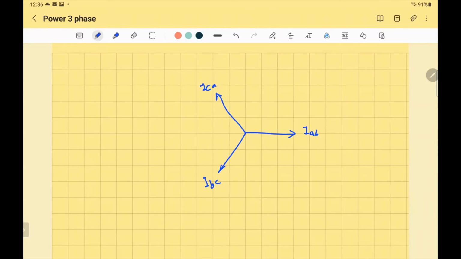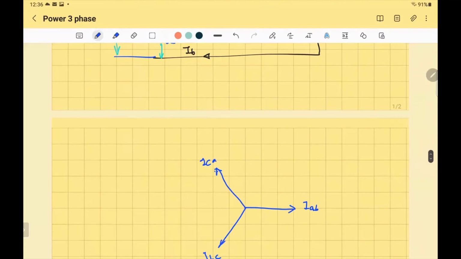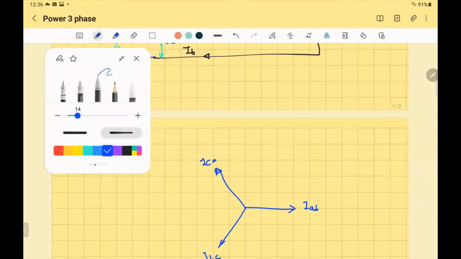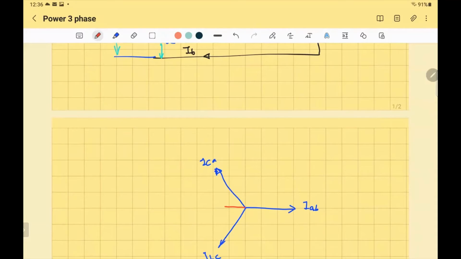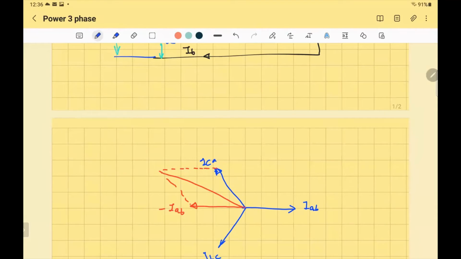I want to find IA, so I check the relationship: IA is equal to ICA minus IAB. To make minus IAB, all I'm supposed to do is flip it. That's minus IAB, and I add it to ICA. If I add it to ICA, I'll make a parallelogram like that, and that will be the resultant, which will be IA.